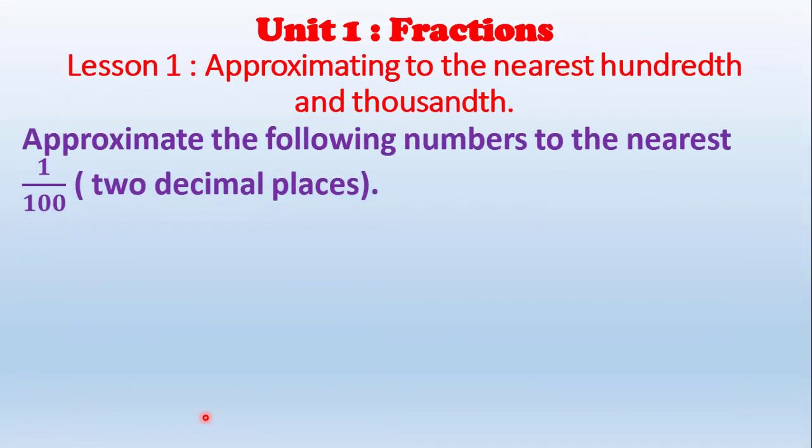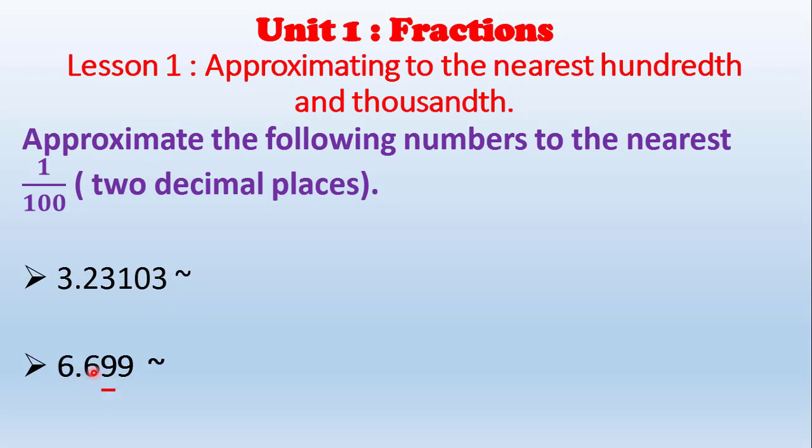Let's take some examples. The first example here is approximate the following numbers to the nearest 1 over 100. 1 over 100 means hundredths or 2 decimal places. Sometimes we say 2 decimal places or hundredths or 1 over 100. We have two examples here. The first number 3.23103, the second one 6.699.